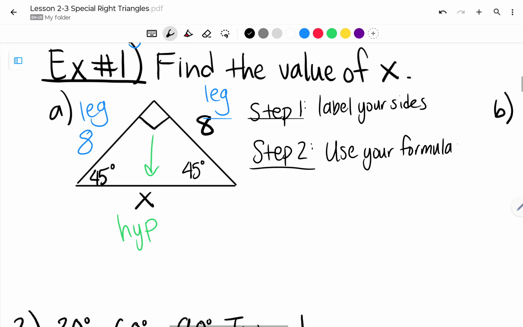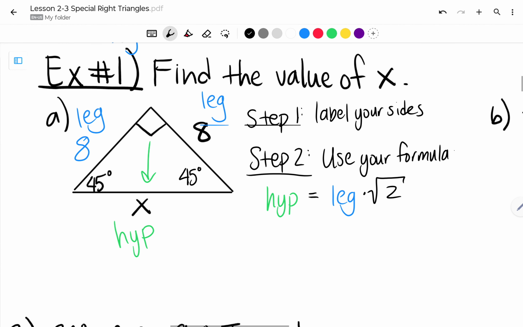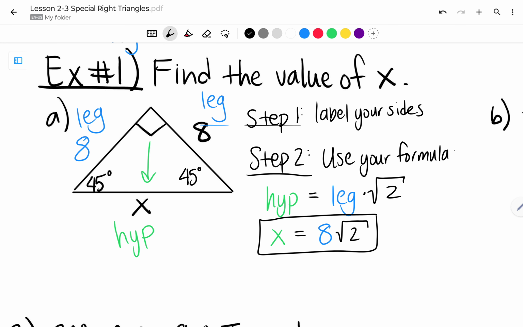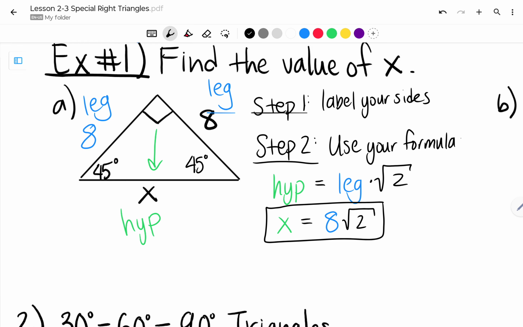Okay. This one only has one formula. So the formula here is hypotenuse equals leg times root 2. Right? That's the formula from up here. So let me just plug them in. Hypotenuse is x equals the leg is 8. So 8 times root 2. I'm just going to put them next to each other like that. That's it. We're going to keep our answer in the form of a square root, 8 square root 2.